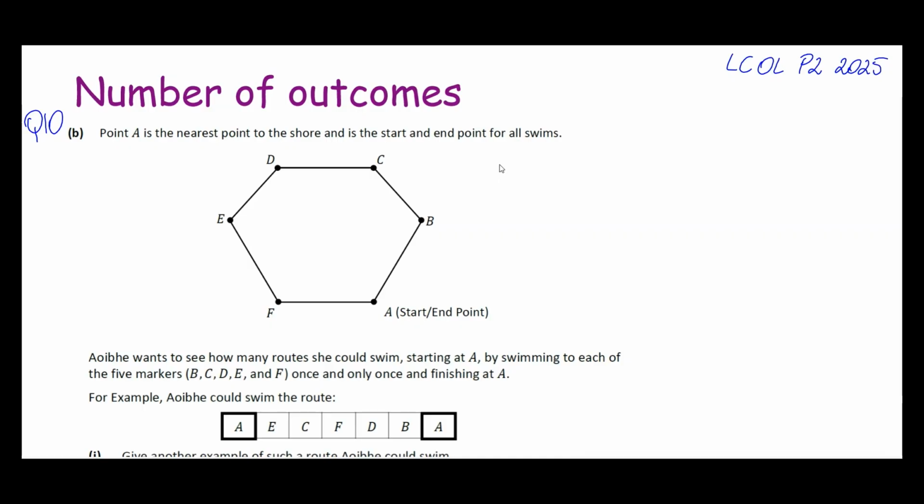So in this part of the question, we are looking at the idea: when we are presented with a lot of options, how many outcomes, how many combinations, can we have? This is about Eva, and she is swimming, and those are the points along which she can swim. We are told that point A is the starting point and is the closest to the shore, and it's the end point.